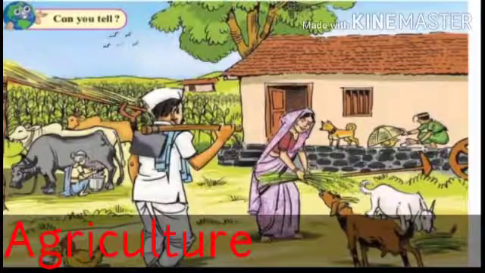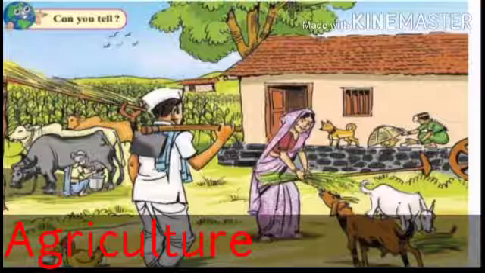Children, please observe this picture. What can we see in the picture? We see a standing crop, a plowshare, etc. From this, it becomes obvious that this is a farmer's house. What does a farmer do? A farmer keeps hens, sheep, goats, cattle.